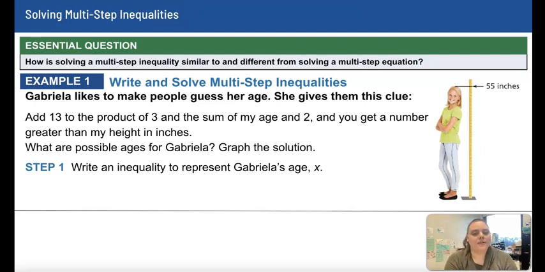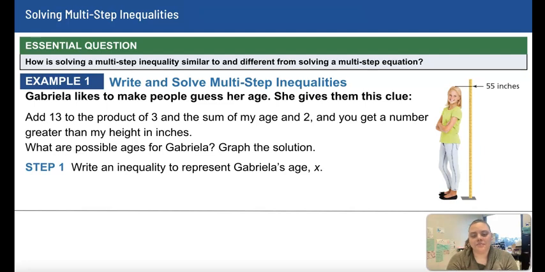And we're going to go ahead and start by looking at a word problem of sorts. We are going to write and solve a multi-step inequality. This lovely lady is Gabriella. She likes to make people guess her age. She gives them this clue, which I've also written out in your notes. Add 13 to the product of 3 and the sum of my age and 2, and you get a number greater than my height in inches. What are the possible ages for Gabriella?